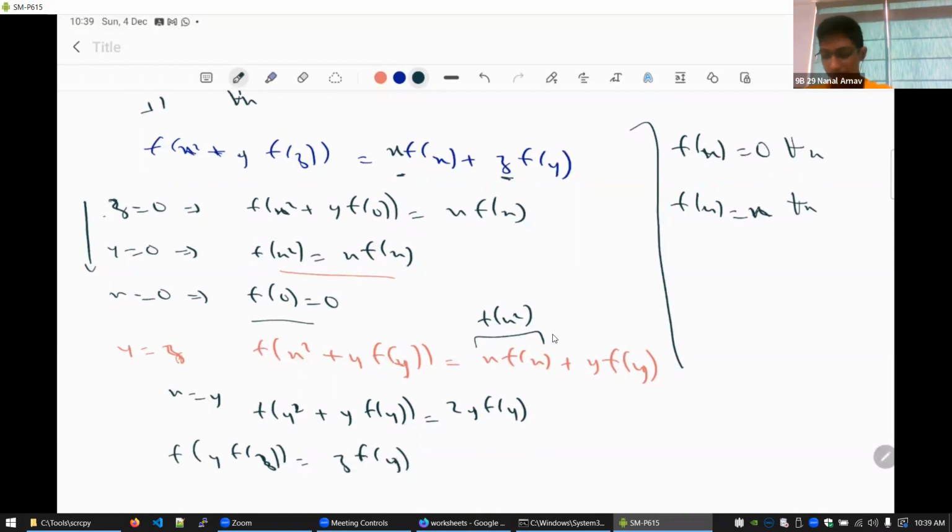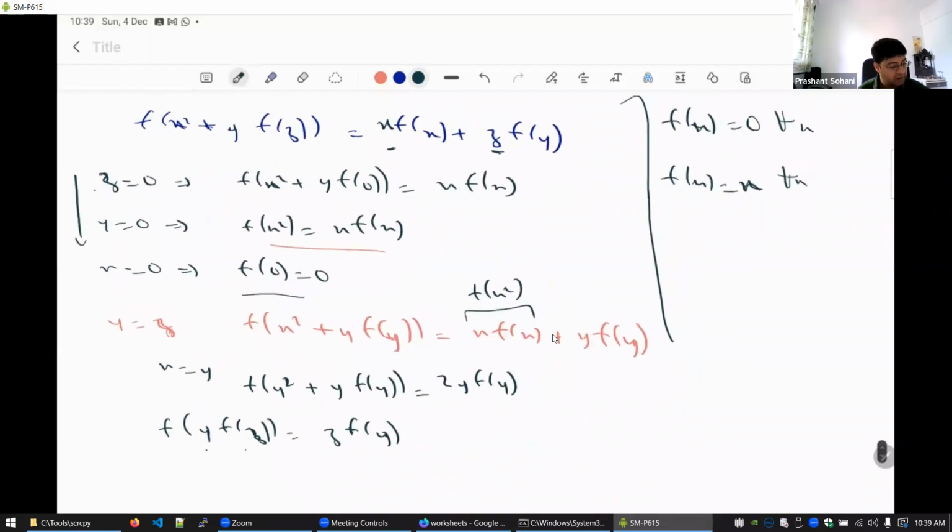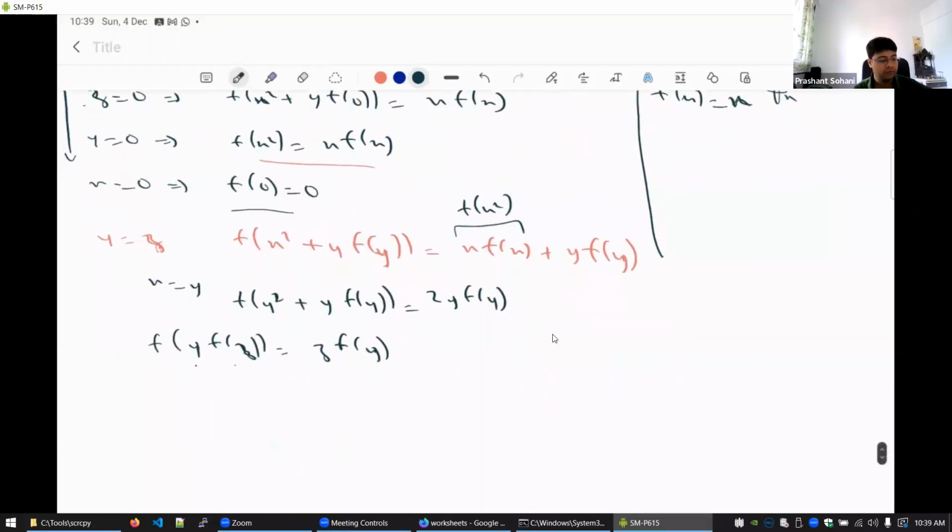Okay. So this is a very interesting function, because applying the function seems to reverse the order of f. So y f of z becomes z f of y. A very interesting operation. And now see, because we already know that f of x equal to 0 is a solution, we can safely assume that f is non-zero at some point. So there exists some k such that f of k is non-zero. That can be safely assumed.